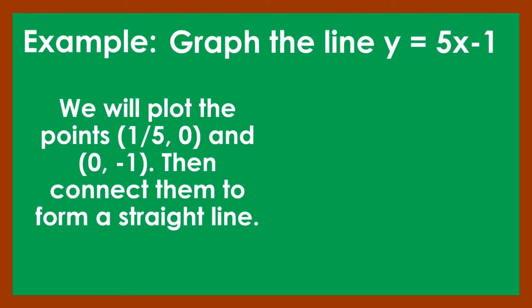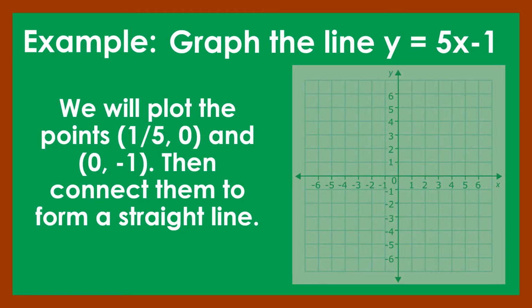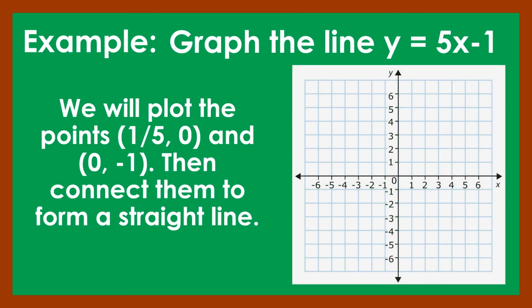So, gagamitin natin yung dalawang points natin na 1/5, 0 at saka 0, negative 1 para mag-graph yung line natin. So, draw ulit tayo ng Cartesian plane. Pa-plot natin yung 0, negative 1. So, nasa y-axis siya kasi y-intercept. At yung 1/5, 0 naman ay nasa x-axis.